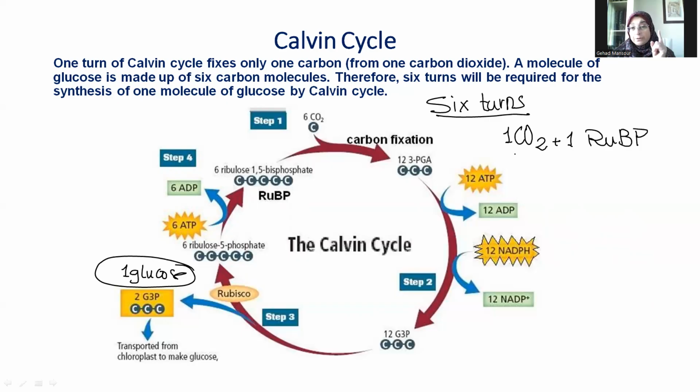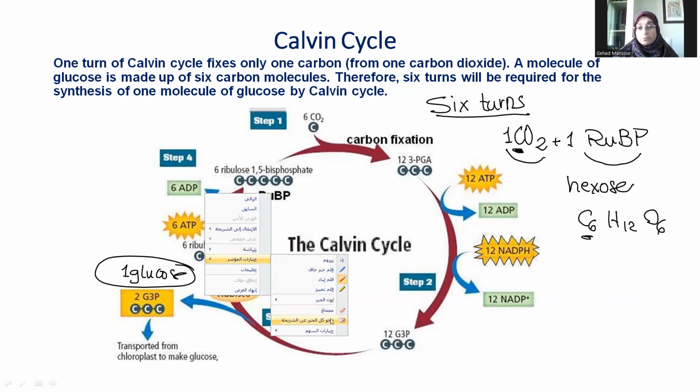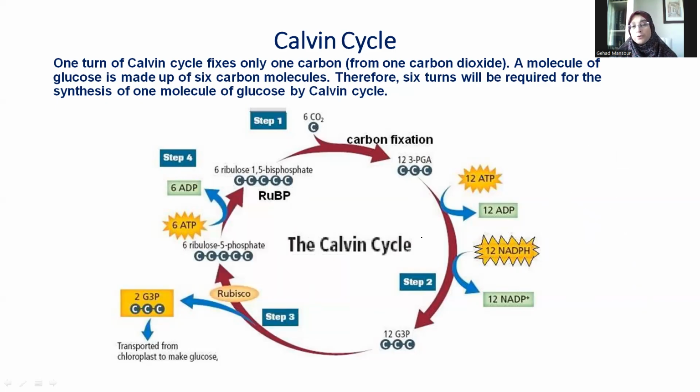Why? Because when you start the reaction with one molecule of carbon dioxide with one molecule of ribulose bisphosphate, you have only one carbon atom fixed. And glucose is a hexose, meaning that glucose is formed of 6 carbon atoms, C6H12O6, and therefore we need the cycle to turn 6 times. Of course, there are many details in the Calvin cycle. We are just going to go over the steps rapidly in order to understand what's written here, but you needn't memorize them.